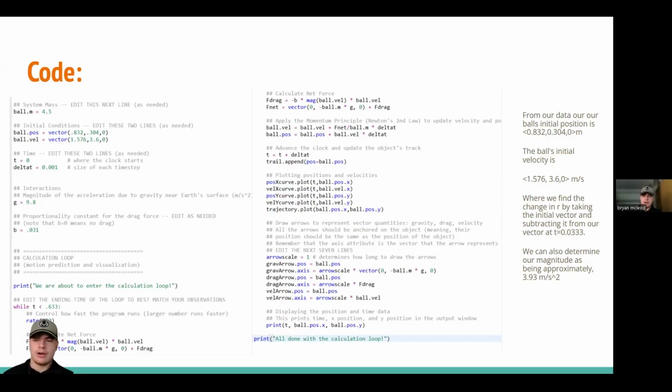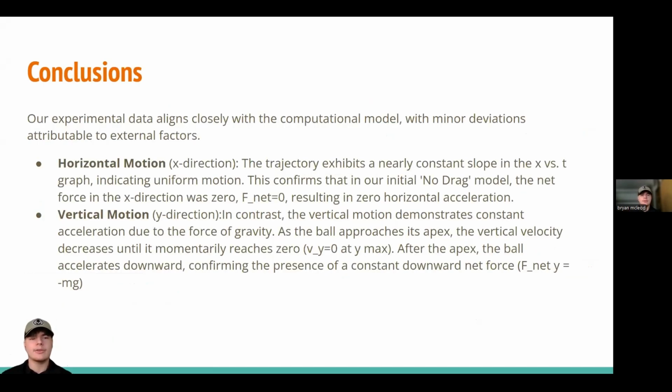Where we find the change in r is by taking our initial vector and subtracting it from our vector at t equals 0.03333. We can also determine our magnitude as being approximately 3.9 meters per second squared. Our experimental data aligns closely with the computational model, with minor deviations attributed to external forces.